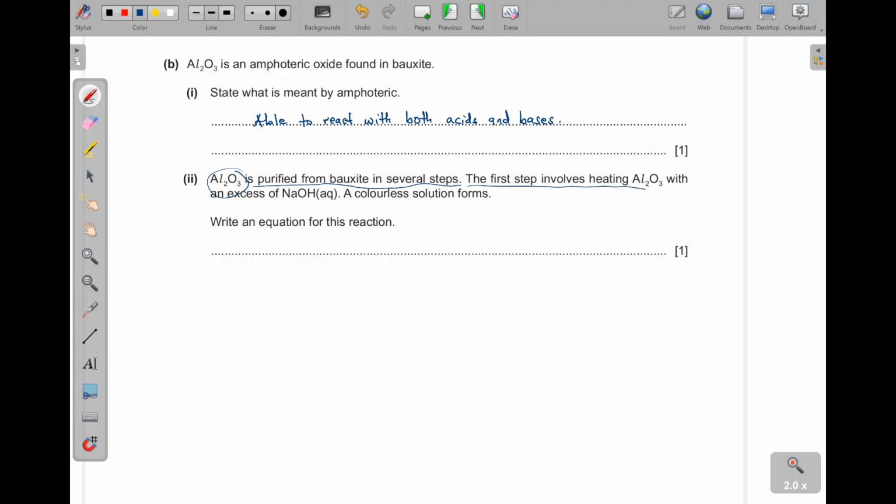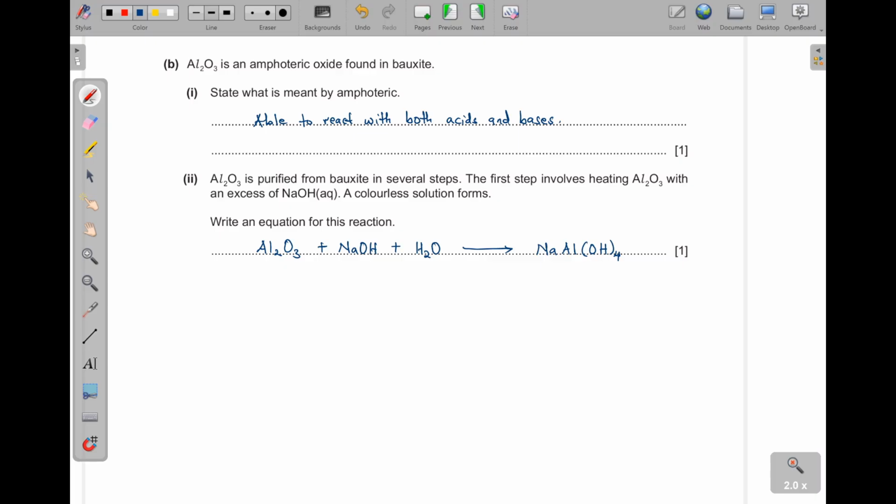Then Roman 2, aluminium oxide is purified from bauxite in several steps. The first step involves heating aluminium oxide with an excess of sodium hydroxide. A colorless solution forms. Write an equation for this reaction. So this is the reaction of aluminium oxide with sodium hydroxide. Then we have to put water. And then what you get is sodium aluminate. Sodium aluminate is like this, with a 4 there.